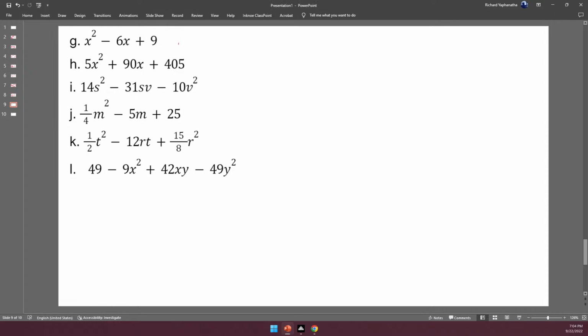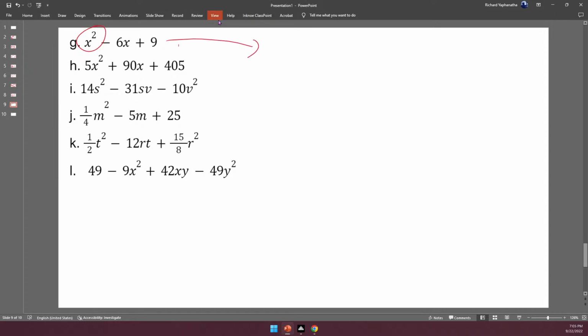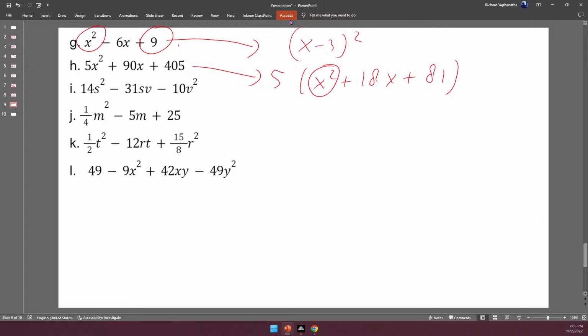And then the G, we have this, the same, because it is a square here and this is also a square, so we will know that this is this. Done. The H, we know that all can be divided by 5. We take out the 5 first. It is x squared plus 18x plus 81. Because we know it is a square, x squared, and 81, it is a square as well. It will be x plus 9 squared, and then done.